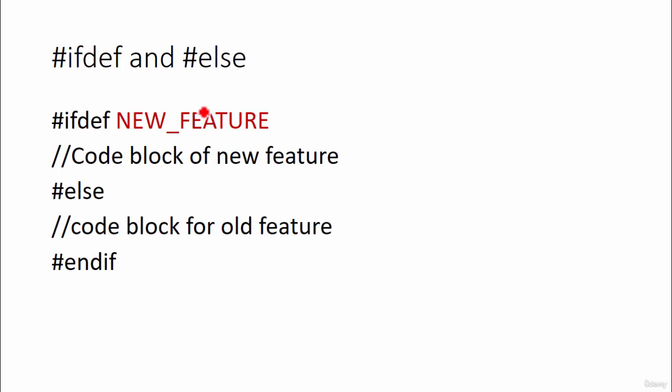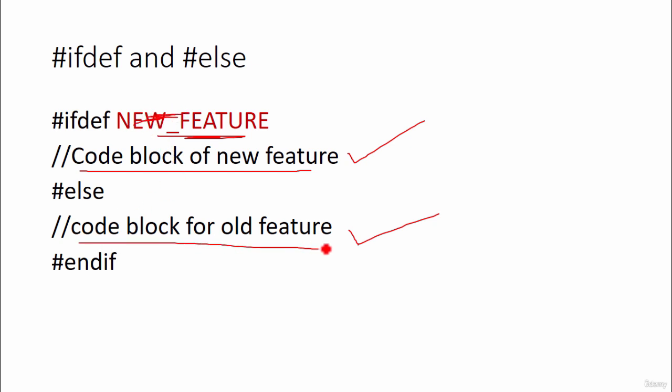Now you can also use #else along with #ifdef. So here is an example. If the NEW_FEATURE macro is defined, then the code block for the new feature will be included. If the NEW_FEATURE macro is not defined, then it is assumed that the program should include the code block for the old feature. So if this is not defined, then this code block will be included for the build.